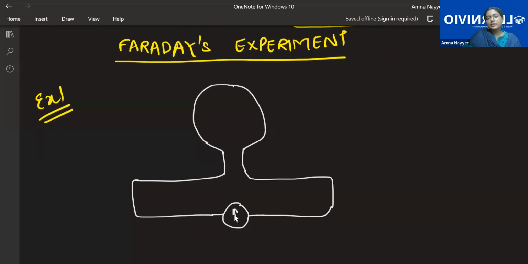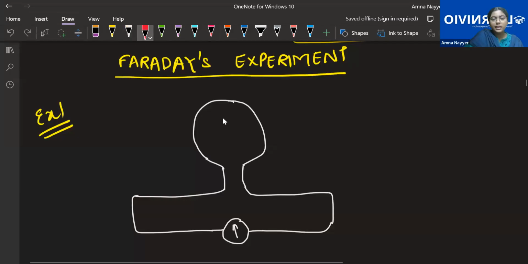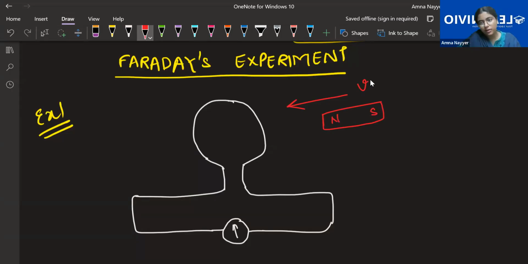So let's say this is a galvanometer present. So this is just copper wire turned in the form of a coil. Now what was done by him? He took a bar magnet, north polarity, and he moved the magnet closer to this coil. It was observed that yes, this galvanometer showed a deflection here.